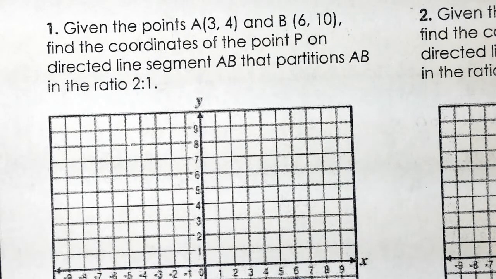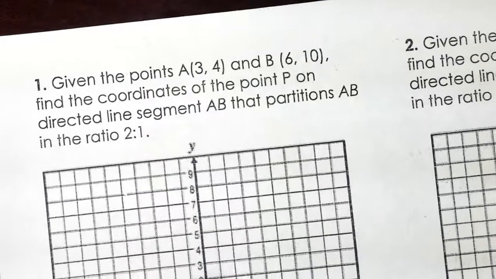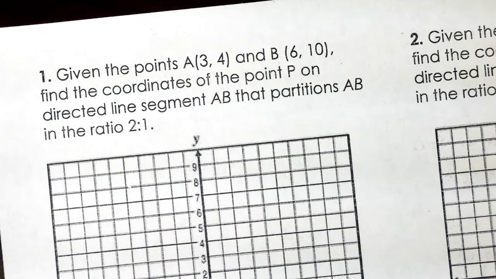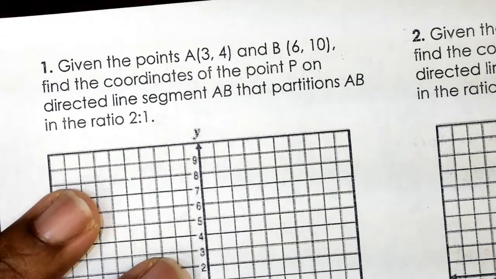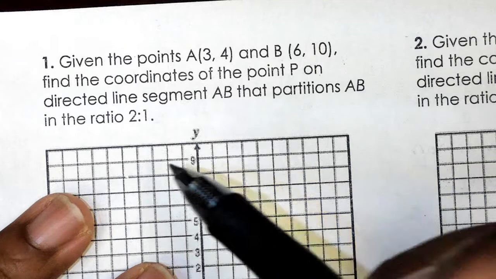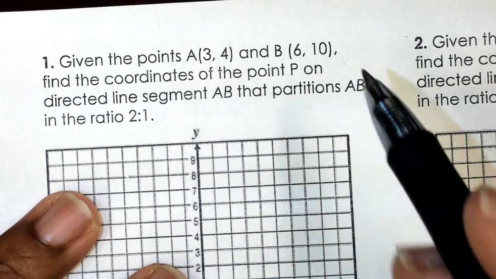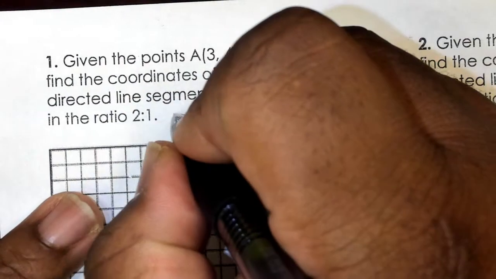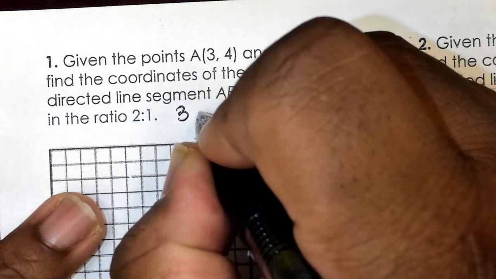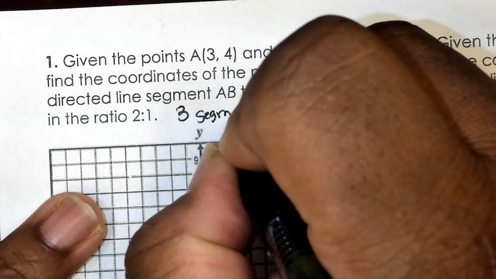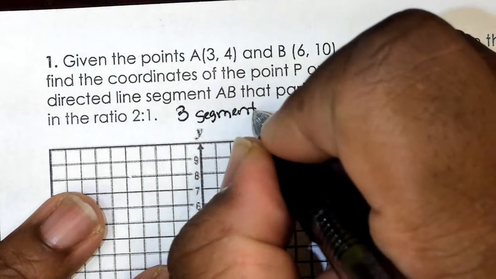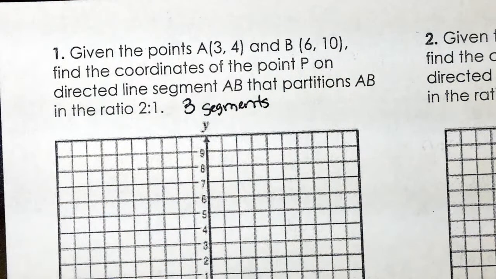First thing, before we even graph, let's do what they told us in step 1 of the notes. We need to determine the total number of parts the line is going to be divided into. Billy, the ratio is 2 to 1. How many parts are we going to have in this line? Yeah, 3, right? So you're going to see 3 segments. Y'all can write that up here if y'all want to. That's usually how I start. I always determine the number of segments I'm going to have, because I'm going to end up using that number later.